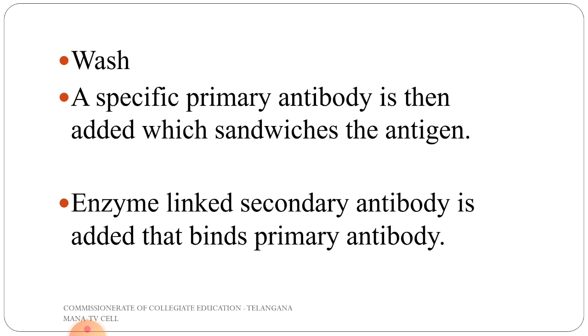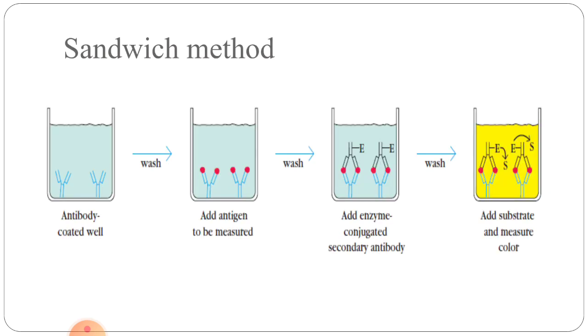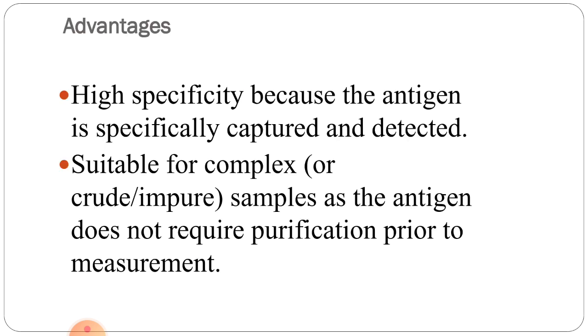The enzyme linked secondary antibody is added that binds to the primary antibody. It is washed to remove unbound antibodies and enzyme conjugates. The substrate for the enzyme is introduced to quantify the antigens. This is a picture of the sandwich method. The wells are coated with antibody, washed, antigen to be measured is added, again washed, enzyme conjugated secondary antibodies are added, and washed, and again substrate is added and the color is measured.